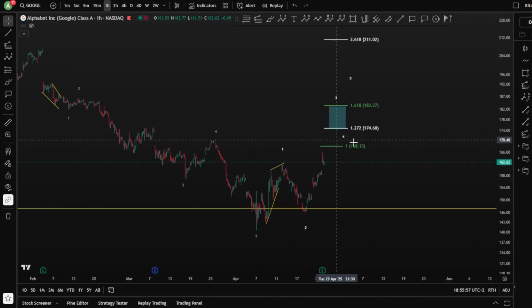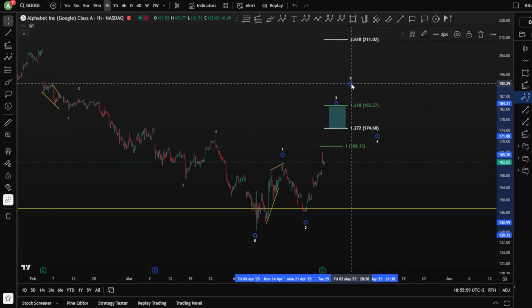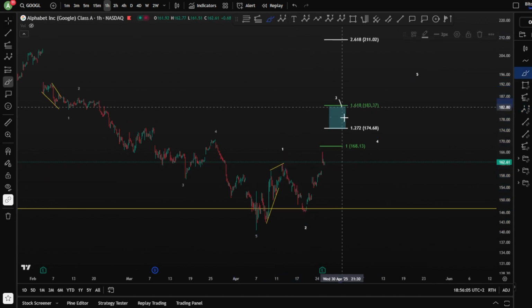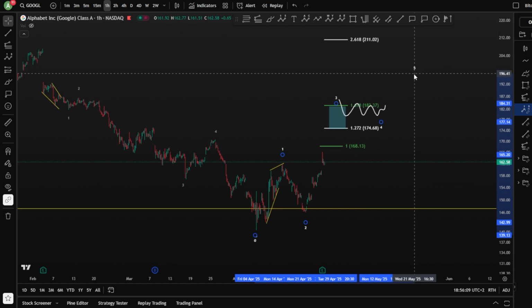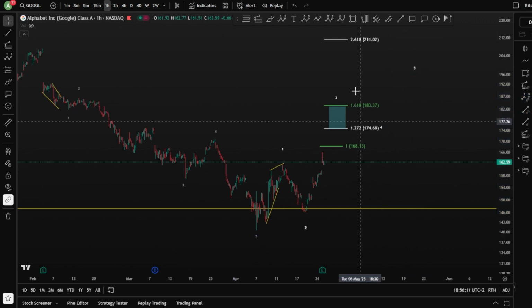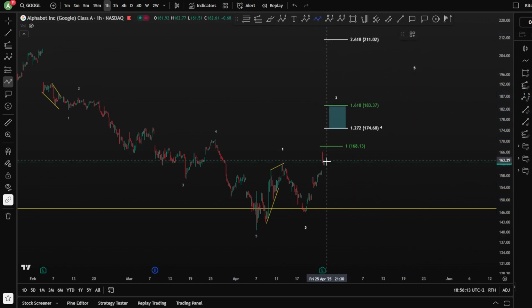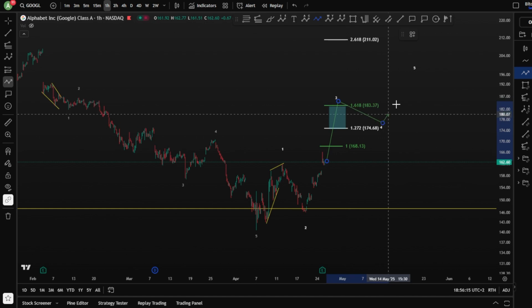Don't forget, of course, the timing will be bigger than this for a wave 4 based on the wave 2. By the way, we have a sharp wave 2, so expect, of course, a sideways wave 4, and then, of course, a wave 5 toward the upside. So this is the path that we are looking for here for Google.